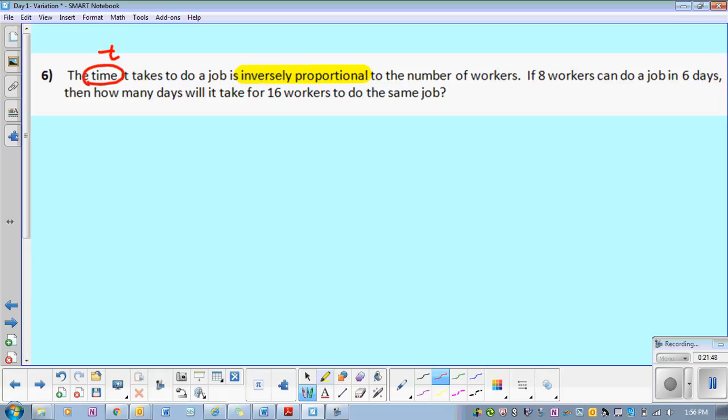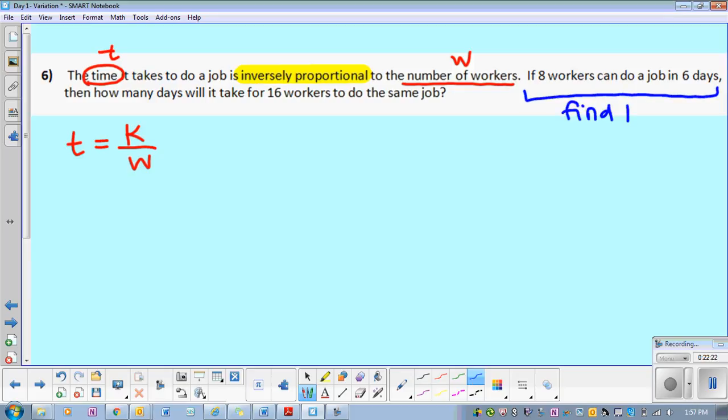All right? And it's inversely proportional to what? To what? Yeah, the workers, the number of workers. So we can call that W. So time is inversely proportional to the number of workers. Right? And then the next part is if 8 workers can do a job in 6 days, well, that's what we need to find the K. So let me plug that in.